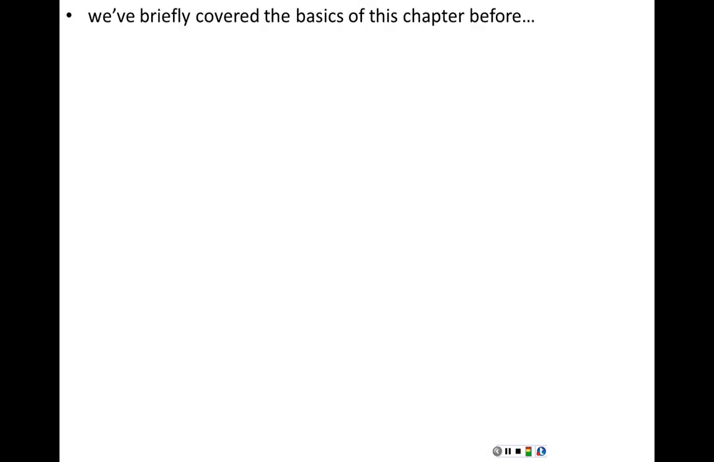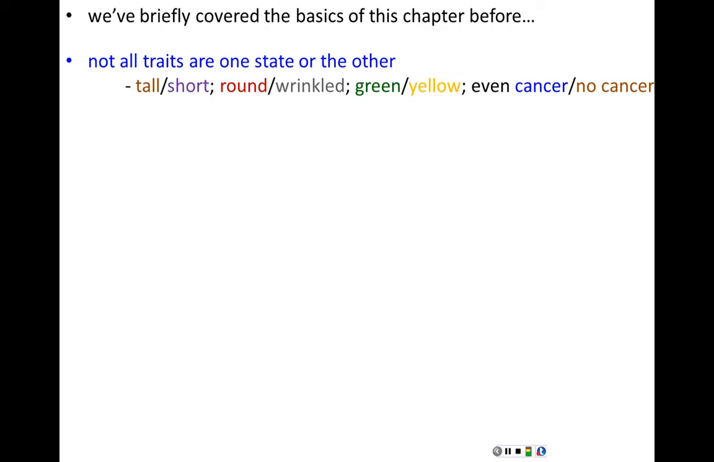So we have briefly covered the basics of this chapter earlier in the course. We'd said that not all traits are one state or another, in other words, tall, short, green, yellow, round, wrinkled, even human traits like having cancer and not having cancer. In pea plants, remember we made the point that Mendel was very lucky. He happened to choose these traits that had two states, one or the other, and had only two alleles, and that allowed him to kind of set his laws of dominance. But not all traits are that way. In fact, the majority of traits do not behave this way.